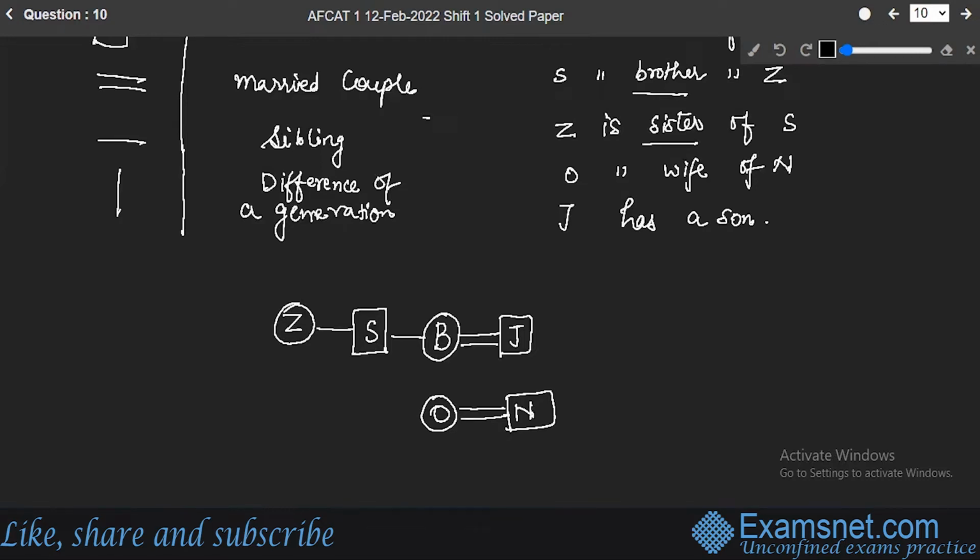Looking from here, I can clearly see that J has a son. In this, no one can be the son of J except one. S cannot be a son of J, because B and S are siblings, and B is wife of J. Sorry, S can't be son of J. And the only one which is left over here is N. So from here you can see N is son of J, which you can clearly conclude from this pictorial representation.